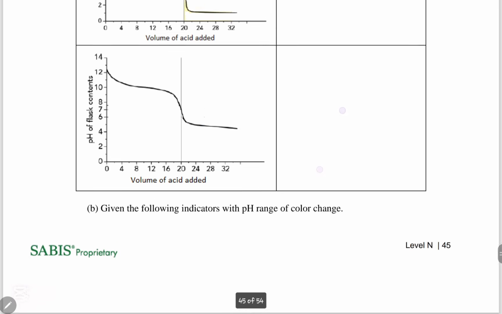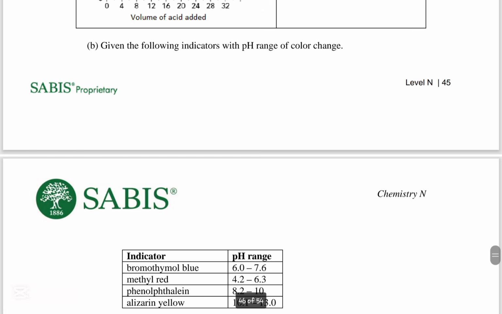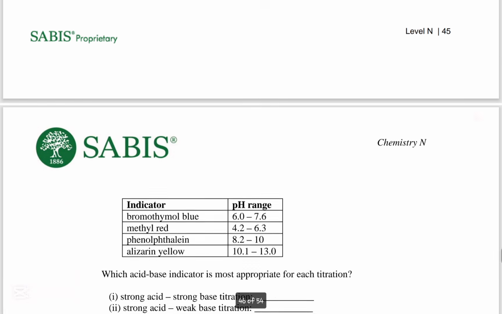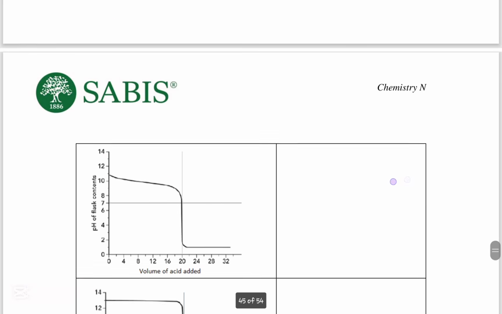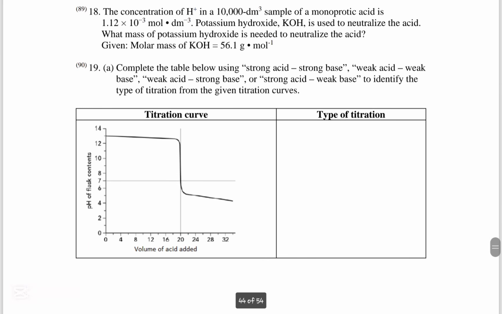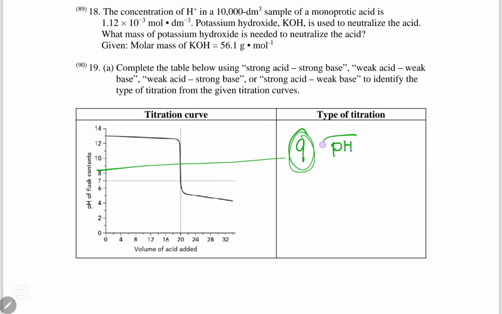Now we'll move on to part B. They said, given the following indicators with pH range of color range, they want us to say, when do I use this indicator? Do I use it for strong acid, strong base, strong acid, weak base, weak acid, strong base, or weak acid, weak base? So go back to what I'm looking at here. There's something very important you need to pay attention to, which is the midpoint. So you need to try to find the midpoint, so halfway between these. For example, here, halfway is approximately 9. So I need to find a pH range that will have a value of 9 somewhere.